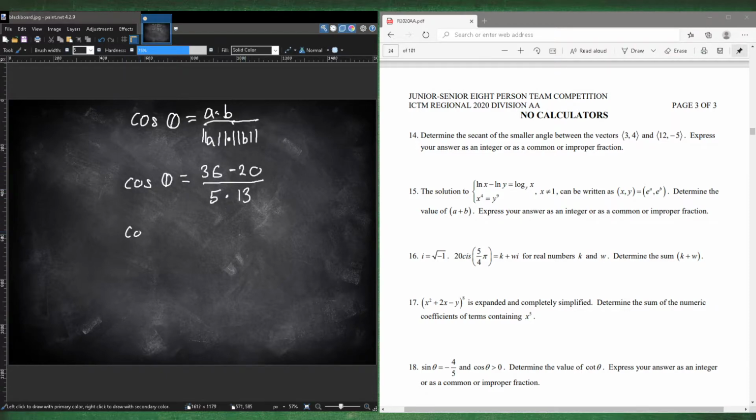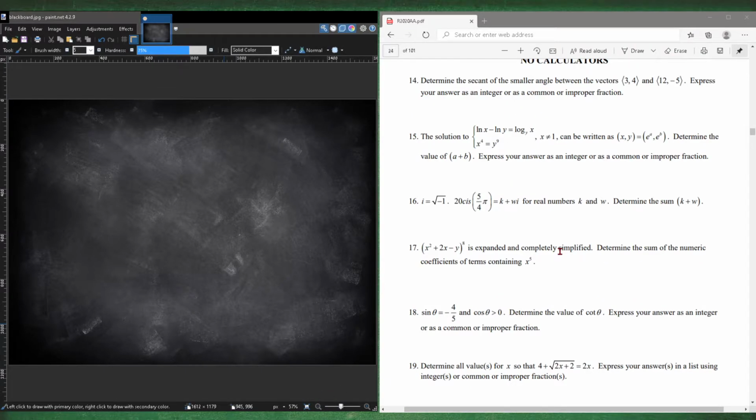Okay, so we have cosine of theta. 36 minus 20 is 16, divided by 5 times 13, so that's just 65 on the bottom. So we want to find the secant. You just do 1 over cosine of theta, so just flip the numerator and denominator. So that's 65 over 16, and that is your answer for number 14. You just need to know the dot product.